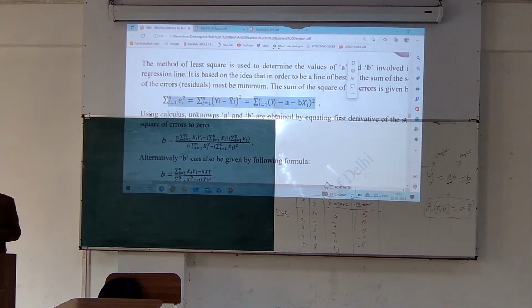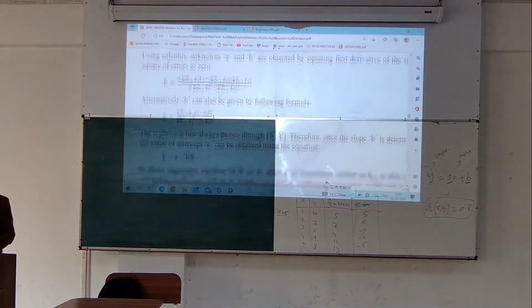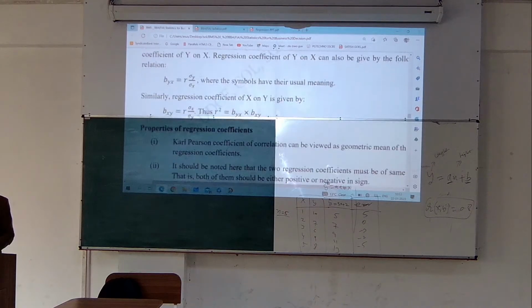Because a and b are constants, you get the value of a and b. So my motive was just to calculate a and b. By taking the derivative and equating it to 0 with respect to a and b, you can find the value of a and b. So finally here you can see this is the b value, and similarly you can find a. Both you can find from this.